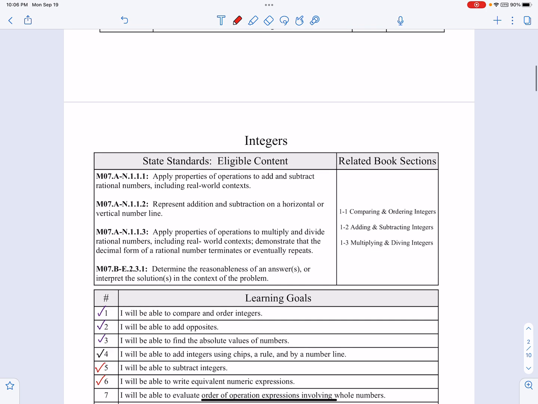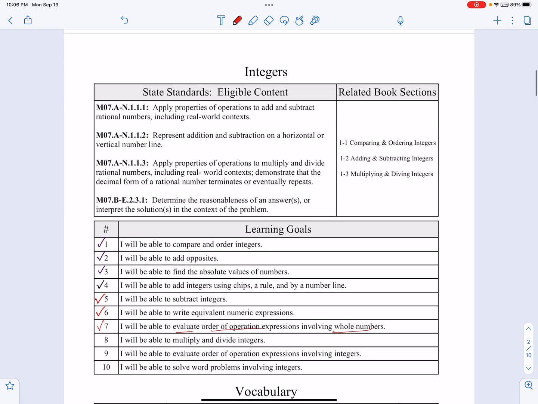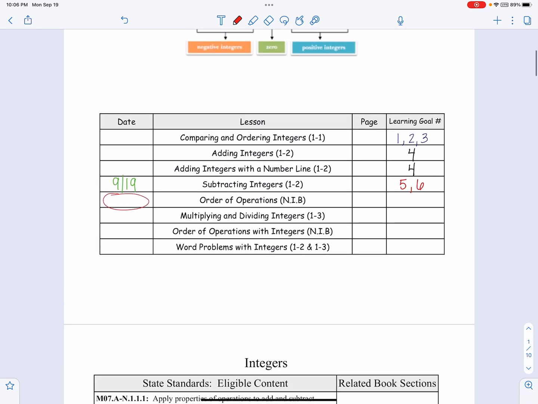And if we look at your learning goals, this is learning goal number 7. I will be able to evaluate order of operations, only involving whole numbers though. So we're talking about those natural numbers. Remember, naturally you learn to count as a baby, 1, 2, 3, but also including 0 in that as well. So anything 0 and above is what we're going to be dealing with today. So that is learning goal number 7.